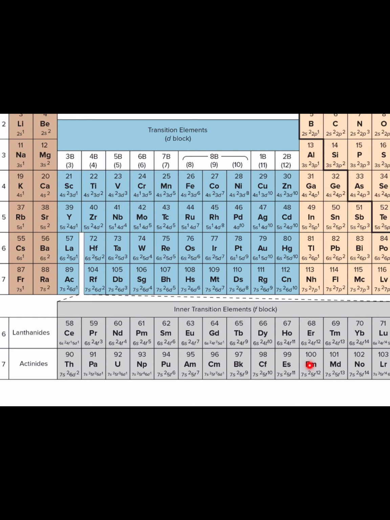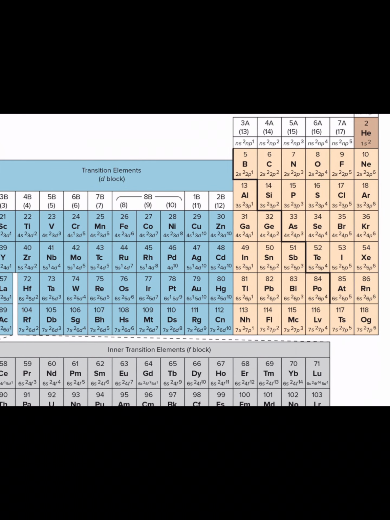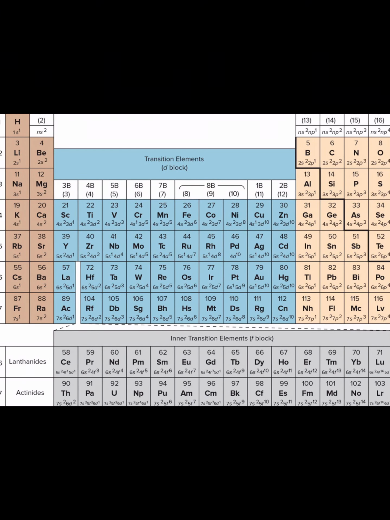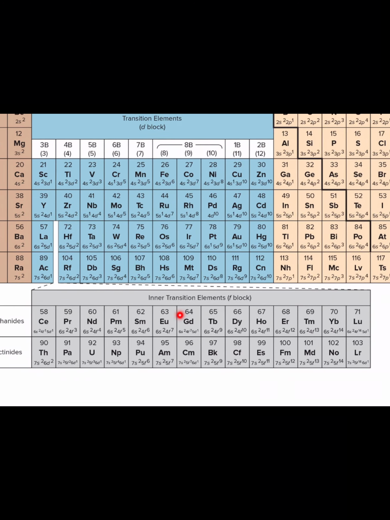So the periodic table, we can categorize them based on which orbital is being filled up. So we have s block elements, the first two groups, and then we have d block elements from this transition element section, and then you have p block elements, this section, and this is f block elements right here. Okay.